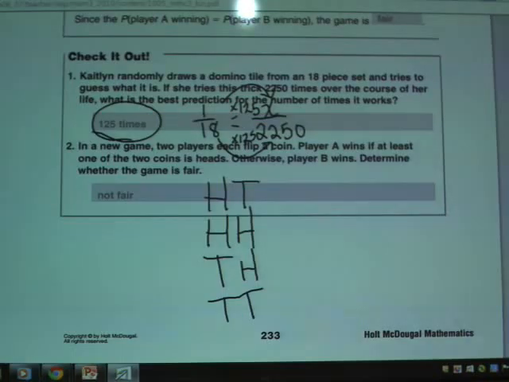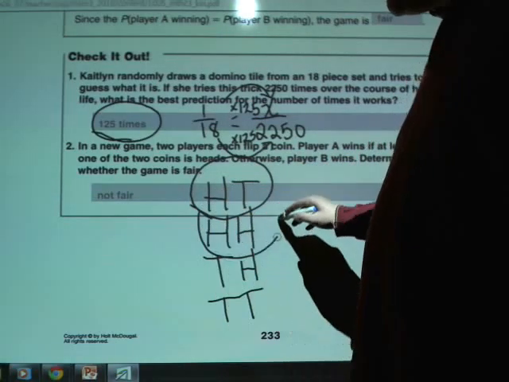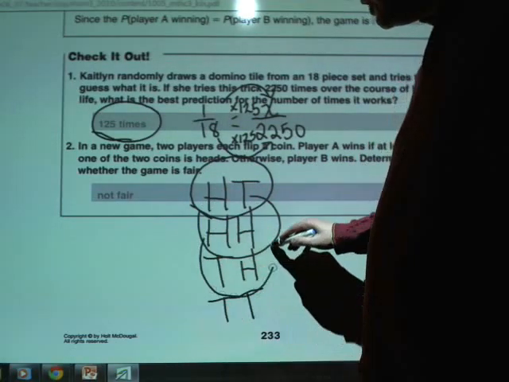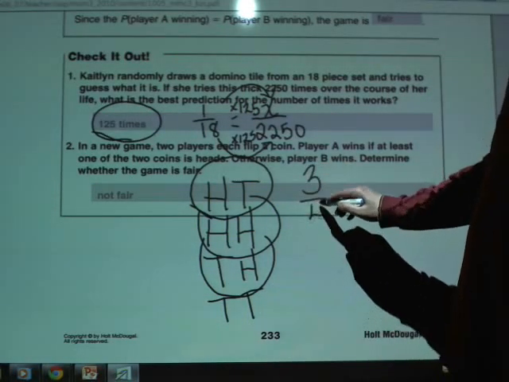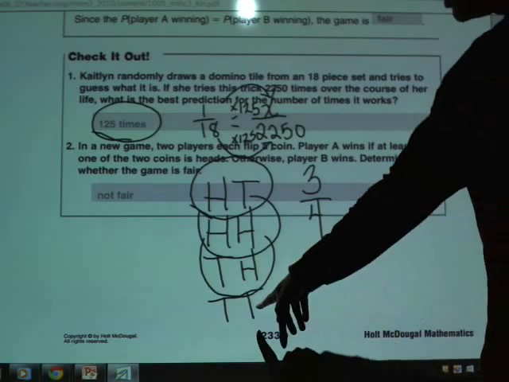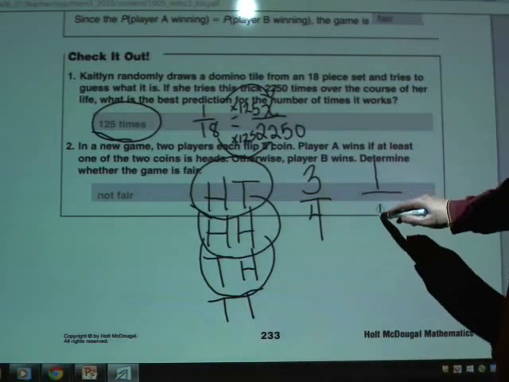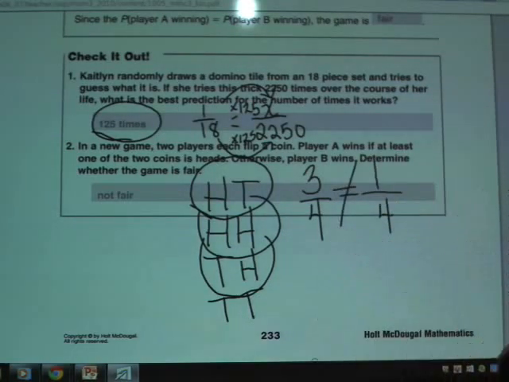It doesn't say exactly 1 like it did earlier, it says just at least 1. So here's one that has at least 1 heads, here's another one that has at least 1 heads, here's another one that has at least 1 heads. So there's 3 options that win for A out of 4 possible. B wins any other scenario. Well, there's only one that works for B, still out of 4 options. Well, because these are not the same, that means the game is not fair.